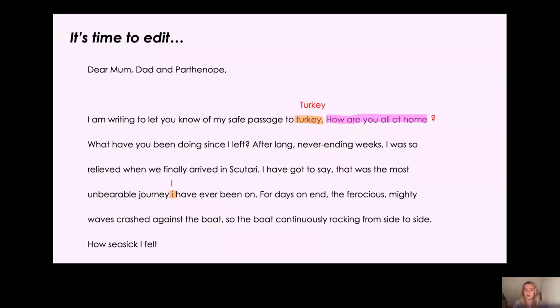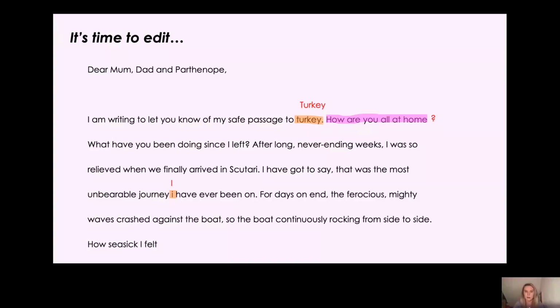After long, never-ending weeks, I was so relieved when we finally arrived in Scutari. I've got to say that was the most unbearable journey I have ever been on. So the last two sentences, I've remembered my full stops. For days on end, the ferocious, mighty, I've remembered my comma in between my two adjectives, waves crashed against the boat. So the boat continuously rocking from side to side.